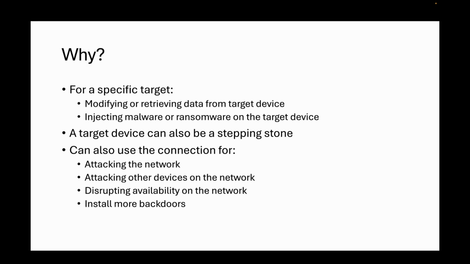So why would an attacker want to do this? For a specific target, they might want to modify or retrieve data from that specific target. They might also want to inject malware or ransomware on the target device. But also, the target device can be used as a stepping stone. So once they have access to the device on a network, they can attack other devices on the network. They can attack the network specifically. They can try to disrupt availability, or they can try and install more backdoors. So it doesn't necessarily have to be a specifically targeted attack to the final device. They can also bridge to others as well.